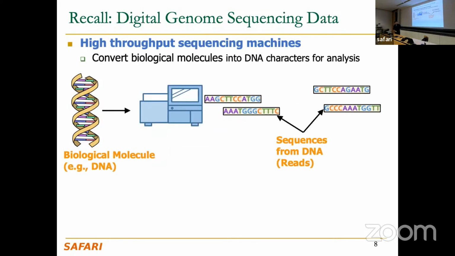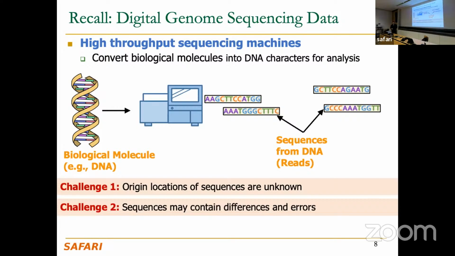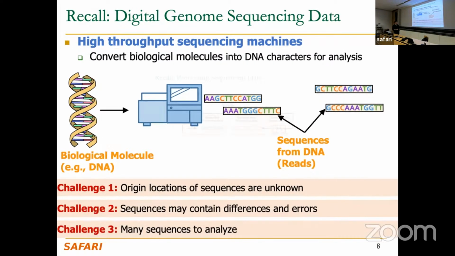As you remember, we have this biological molecule that we input to a machine that we call a sequencing machine, a high-throughput sequencing machine, which generates fragments of the DNA that we call reads. Then there are some challenges to analyze this data. One challenge is that once we have this digital data, which is the representative of your biological molecule of DNA, we don't know the origins or the locations, right? We need to find them. And these reads can contain errors. Also, we now have many reads to analyze quickly.